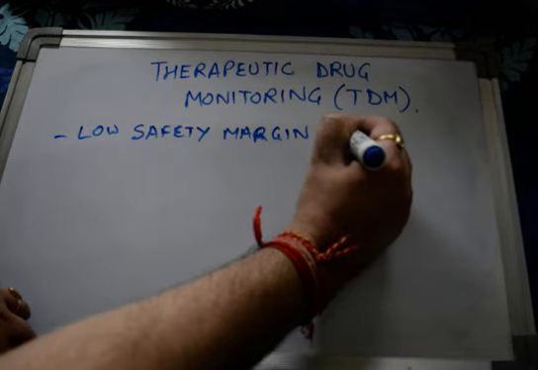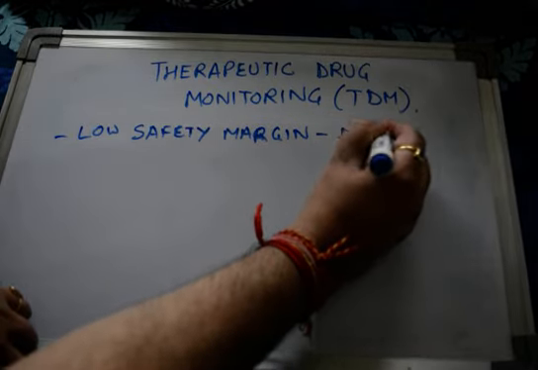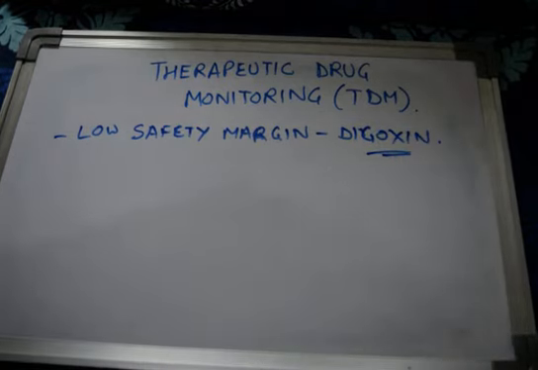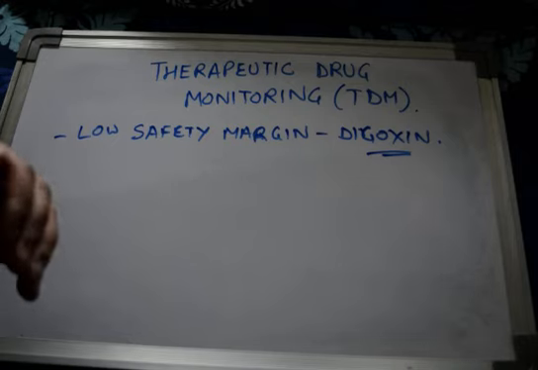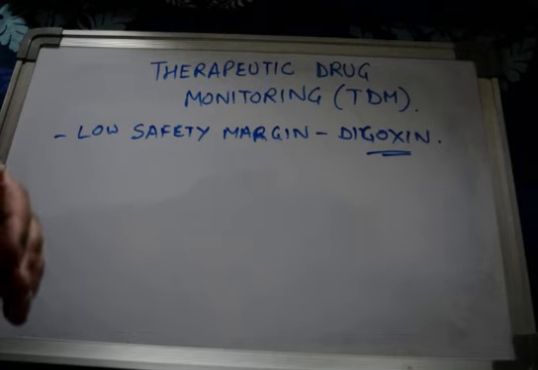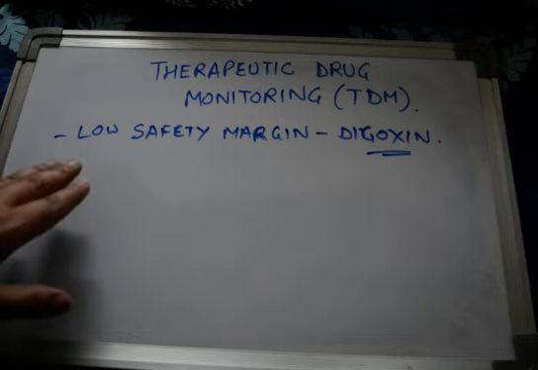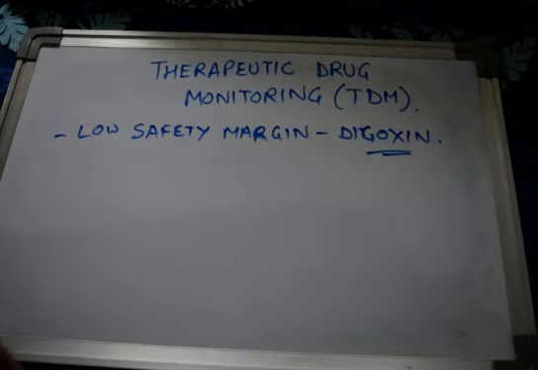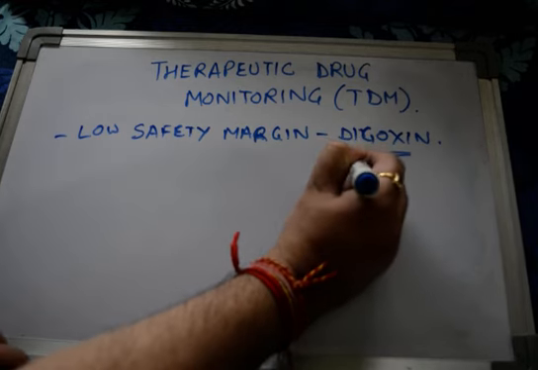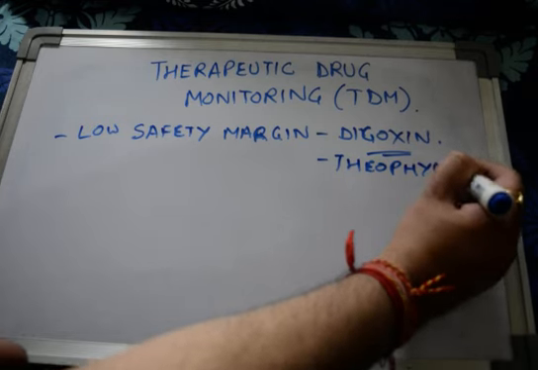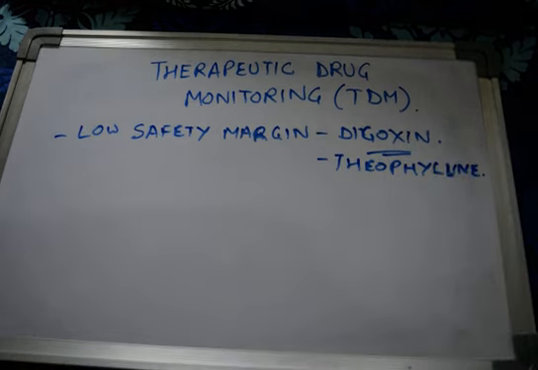Say for example, drugs like digoxin. Digoxin has a very narrow safety margin. A small increment in the dose may lead to toxicity, and if the dose goes below a certain level, it may lead to therapeutic failure. So in those drugs where the safety margin is narrow, we need to have therapeutic drug monitoring. Digoxin, then another drug is theophylline. For such drugs having a very narrow therapeutic margin, you might have to use therapeutic drug monitoring.